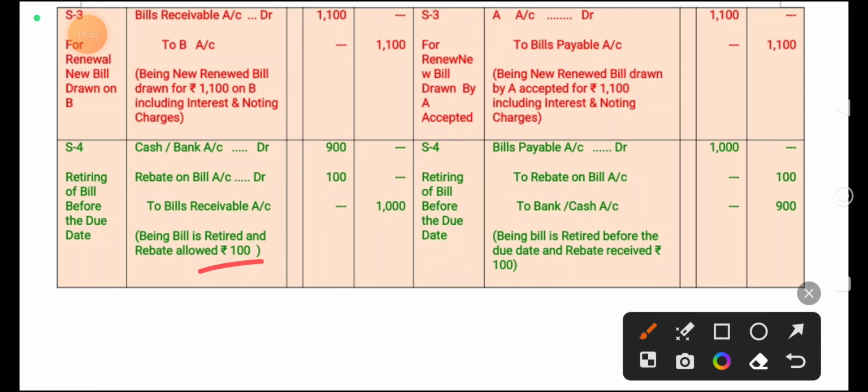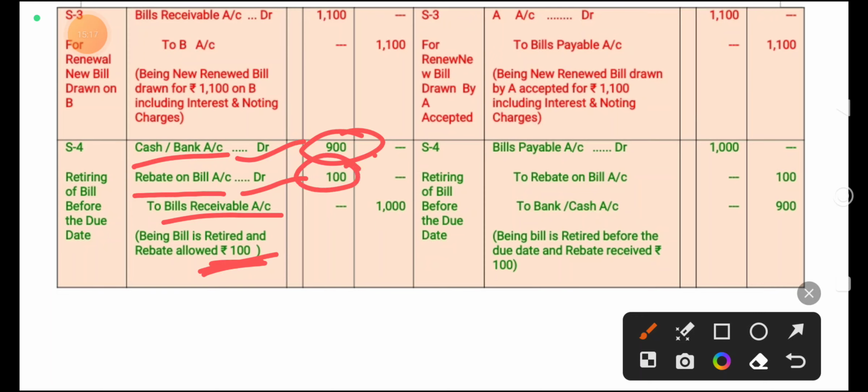So how much is he going to receive? Instead of 1000 rupees he is receiving 900 because there is a 100 rupees rebate. So Cash account or Bank account debit, Rebate on Bill account debit to Bills Receivable account in the books of A. 900 cash is received, 100 rupees discount is allowed, it is an expenditure called rebate, and 1000 rupees will be the total bill amount, Bills Receivable amount.